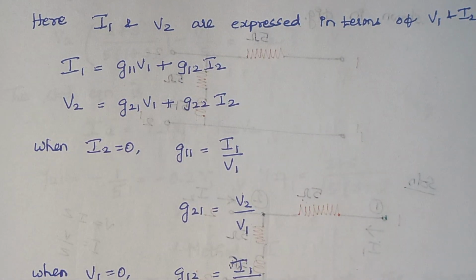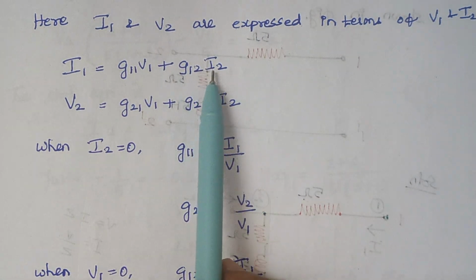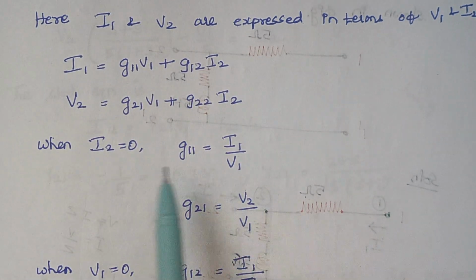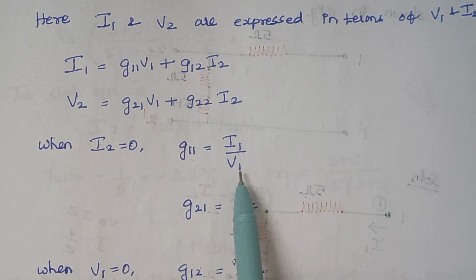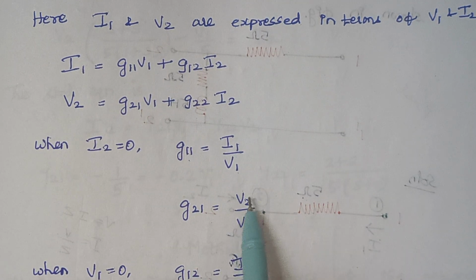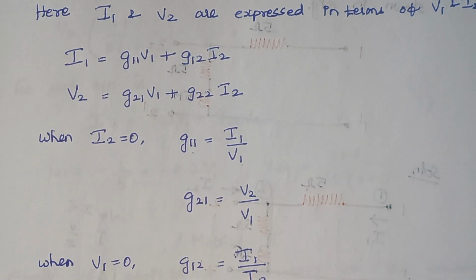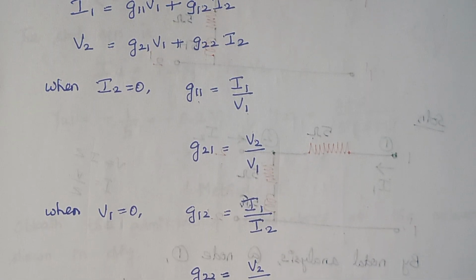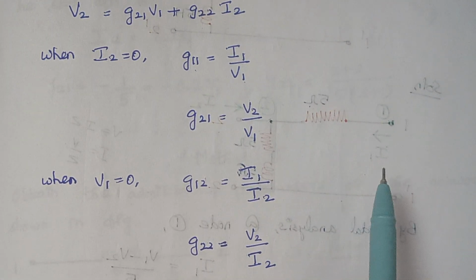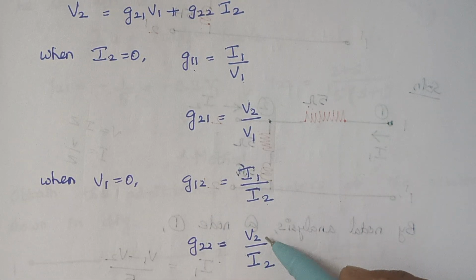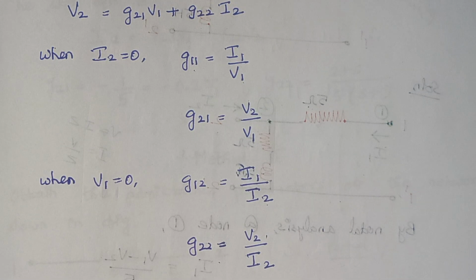Again the same thing. When you make the term I2 as 0, we will be finding the values of G11 and G21. So, G11 is given by I1 by V1 and G21 is given by V2 by V1. When the term V1 is made 0, obviously we will be getting the remaining two parameters, and the values are G12 is I1 by I2 and G22 is V2 by I2. So, this is just an introduction to hybrid parameters and inverse hybrid parameters.